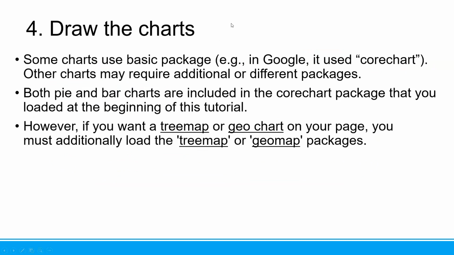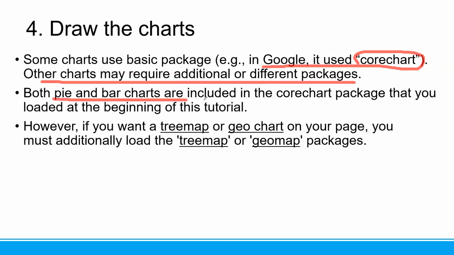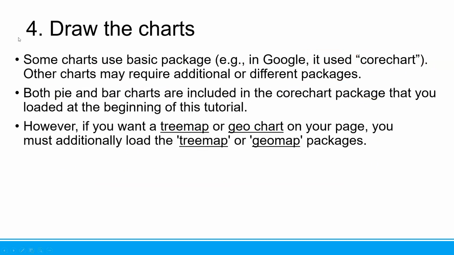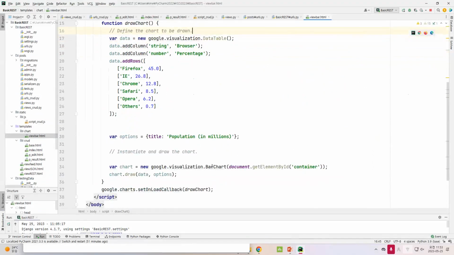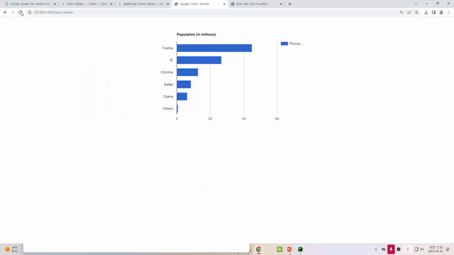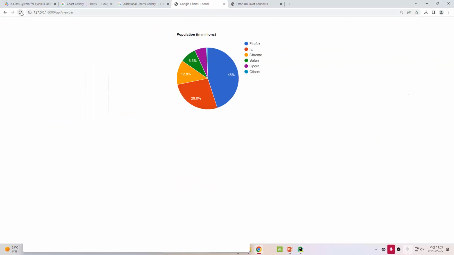Some charts use the basic package. In Google, we use the core chart package. But other charts may require additional or different packages. Pie and bar chart are included in the core chart package that you loaded at the beginning of this tutorial. So let's see if I change this to pie chart. Okay, I will change this to pie chart. Then it is automatically changed to pie chart. You don't need to modify anything else.